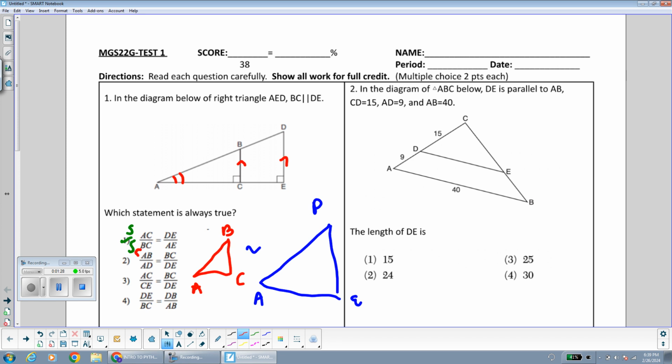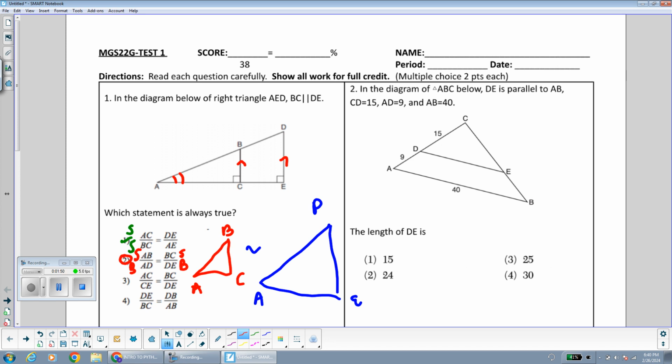AB is small, AD is from big, and AB and AD do correspond. BC is from small, and DE does correspond to BC from big triangle. So that is the correct answer choice.